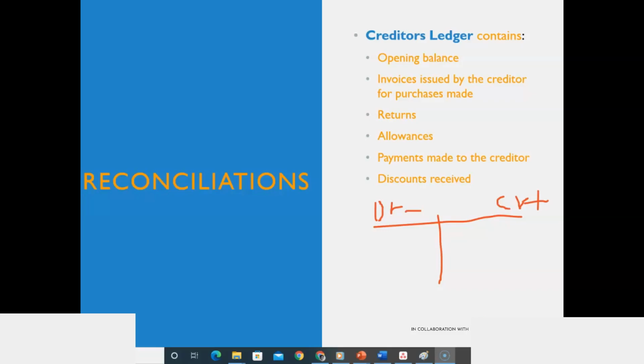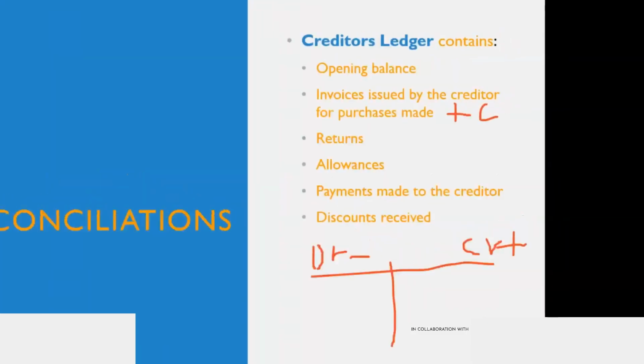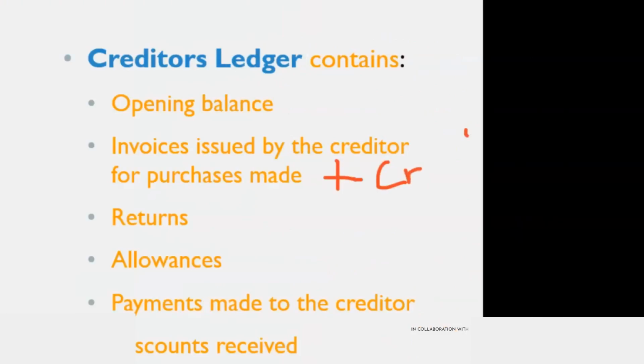Obviously, if there's an invoice issued by the creditor for purchases, it means the purchases are most likely to increase what we owe. They increase on the credit side, like this, right? And if it's a return, it means maybe we're not happy with whatever we bought. If we're not happy with what we bought, we have to return it. If we return them, they reduce what we owe, right? So it will be on the debit side, right?